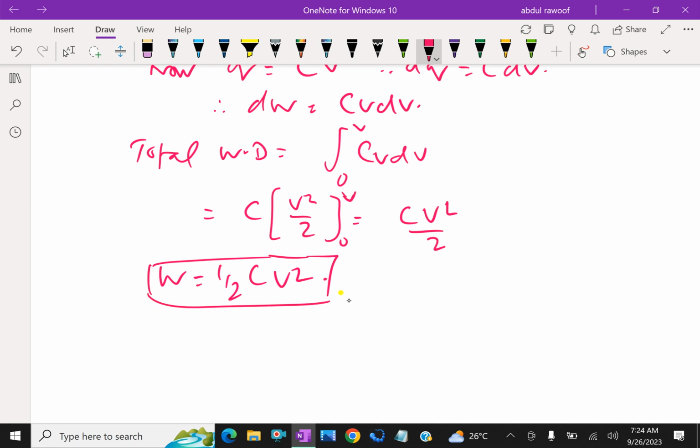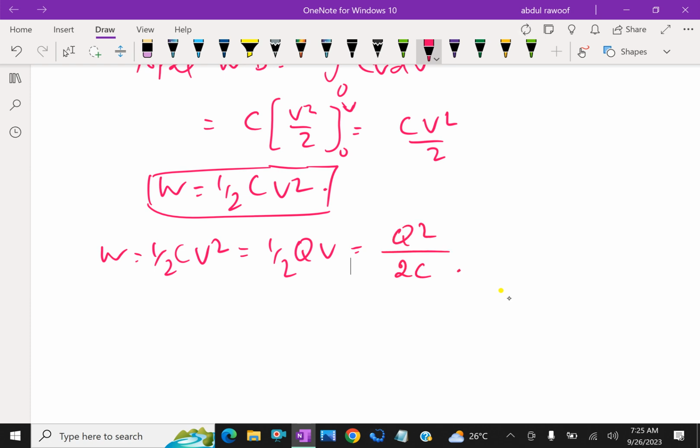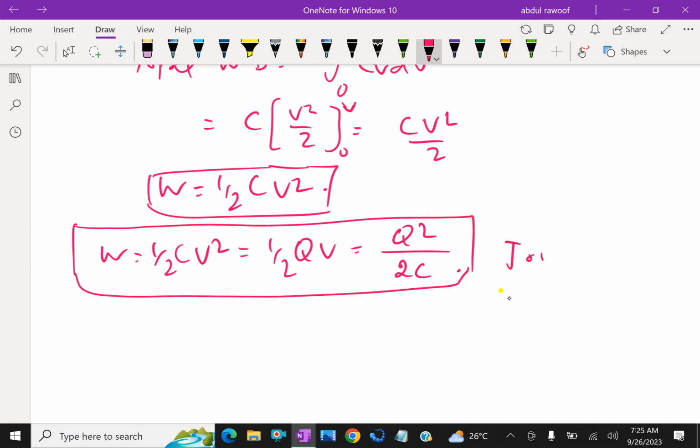That means energy stored. This can be written another way also. This half CV squared is equal to half QV, because substituting Q equals CV, we get half QV. Further, it is equal to Q squared by 2C. These are the three expressions for the energy stored in a capacitor, in joules.